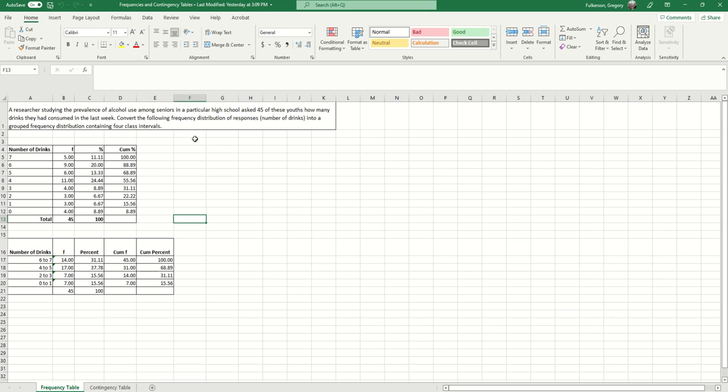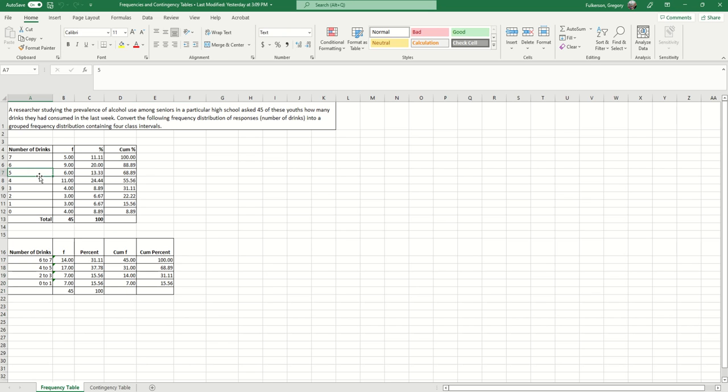So let's take a look at a problem here. It says a researcher studying the prevalence of alcohol use among seniors in a particular high school asked 45 youth how many drinks they consumed in the last week. And then we're going to convert the following frequency distribution of responses into a grouped frequency distribution with different class intervals, right? So that's a different kind of frequency table that involves what we call classes or intervals.